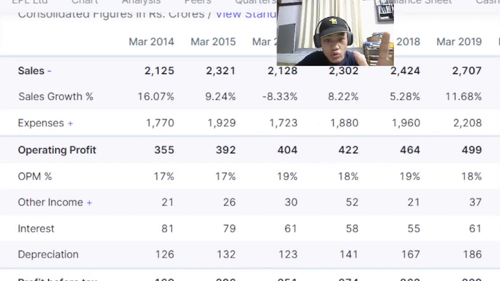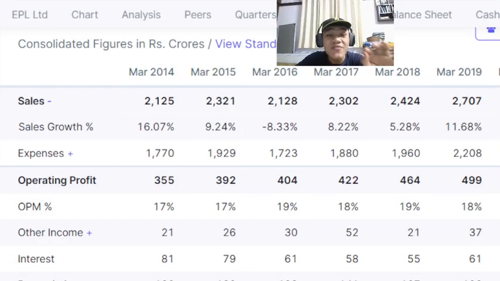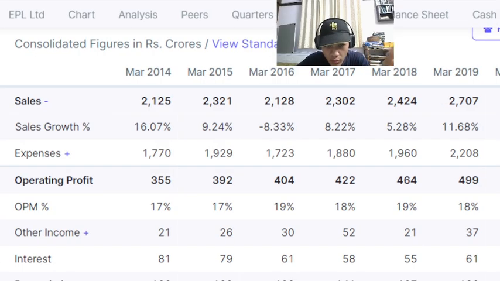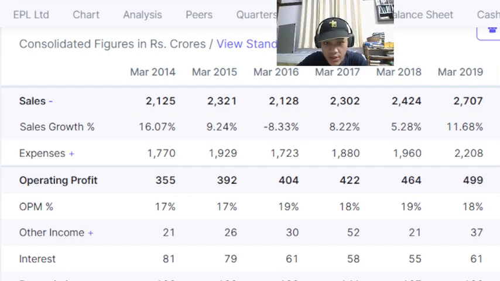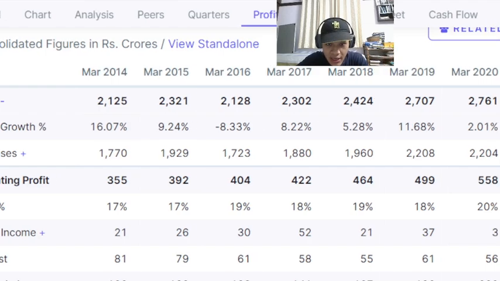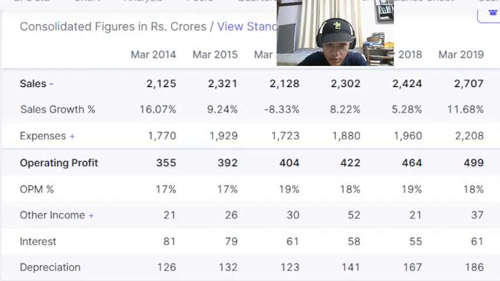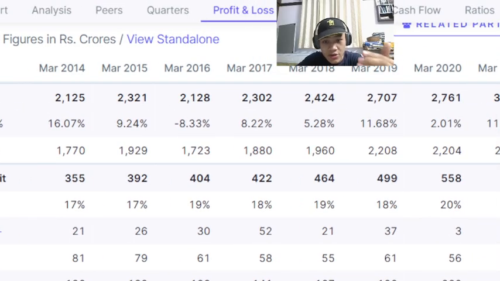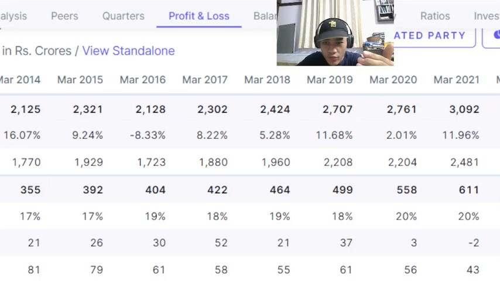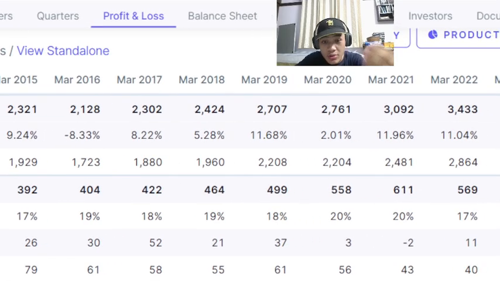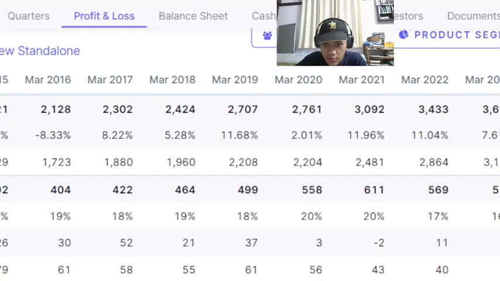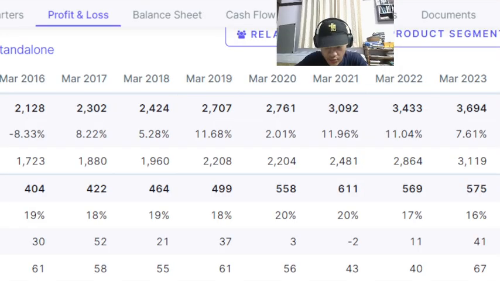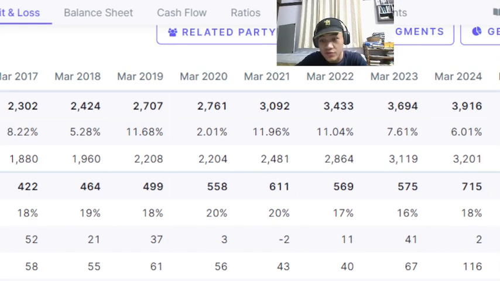So in 2014, 2,215 crore rupees is total revenue, and all of these numbers are in crores. We move forward, and we can see 16% sales growth in 2014, 8% decline in 2016, but the OPM, the operating margin, actually increased. Sales we see 2,707 crores in 2019. COVID took a bit of a hit. In 2022, 3,433 crores. Then we move to 2023, 3,600. We move to 2024, 3,900.